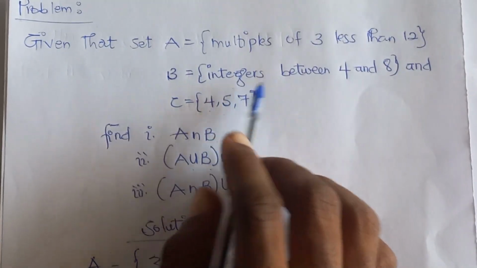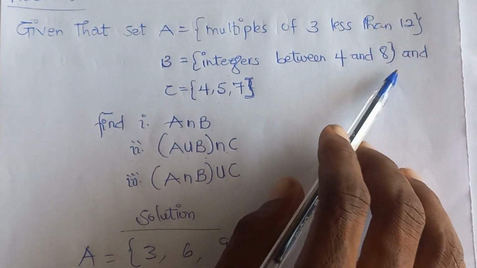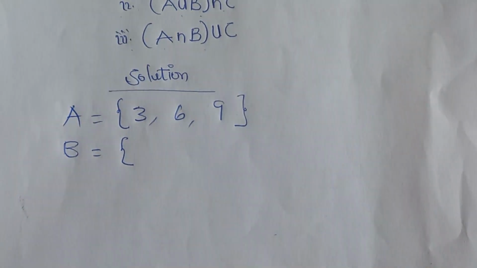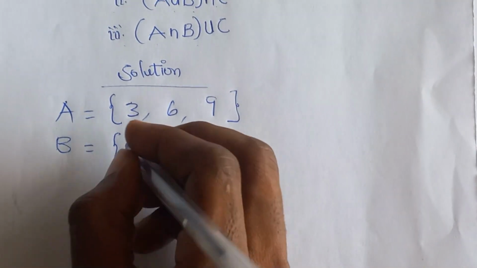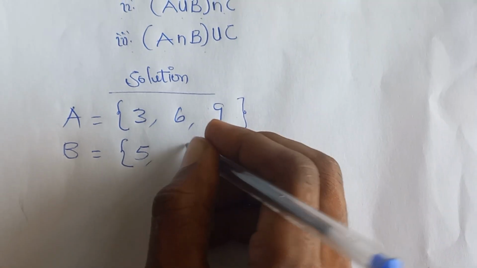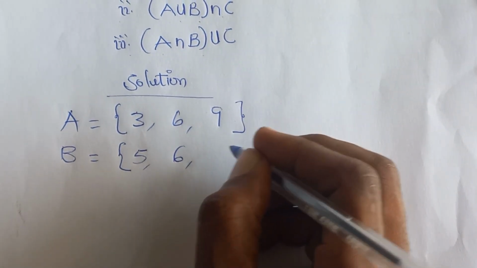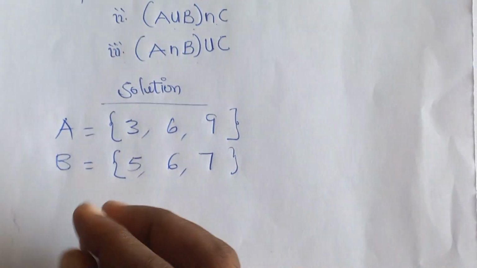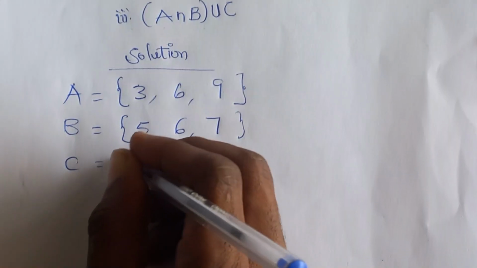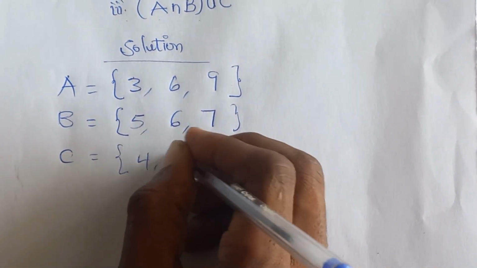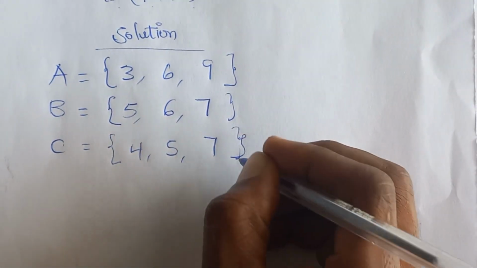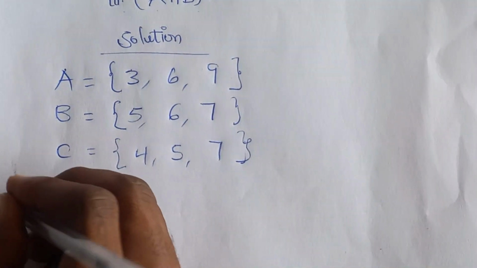Then B is the integers between 4 and 8. So looking at 4 and 8, the numbers between 4 and 8, we can get 5, 6, and you can also get 7. Good. And C was given already, which is the set of 4, 5, 7. So let's do the first one.